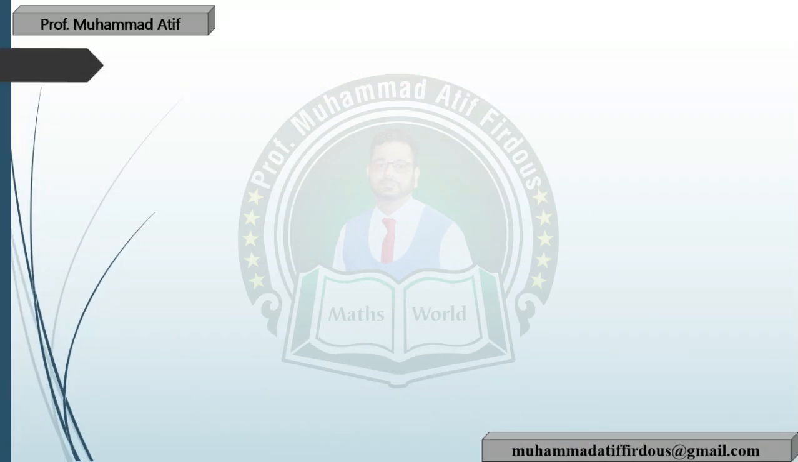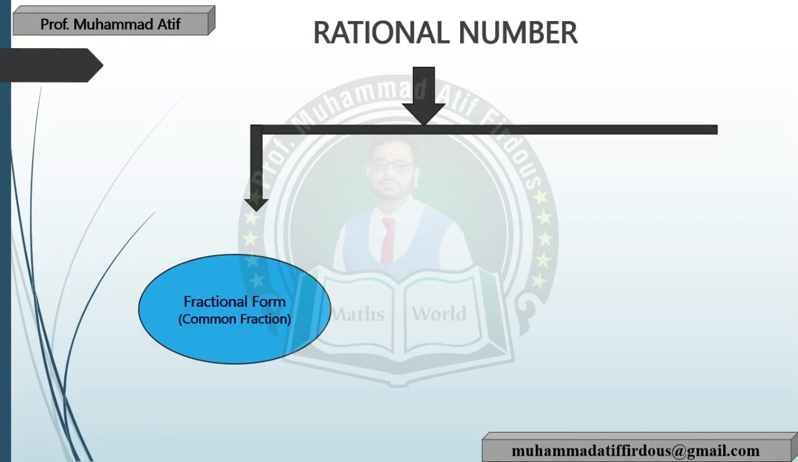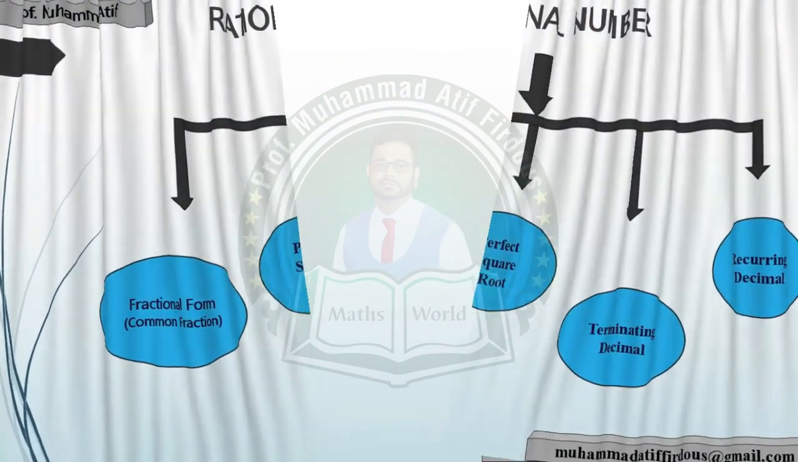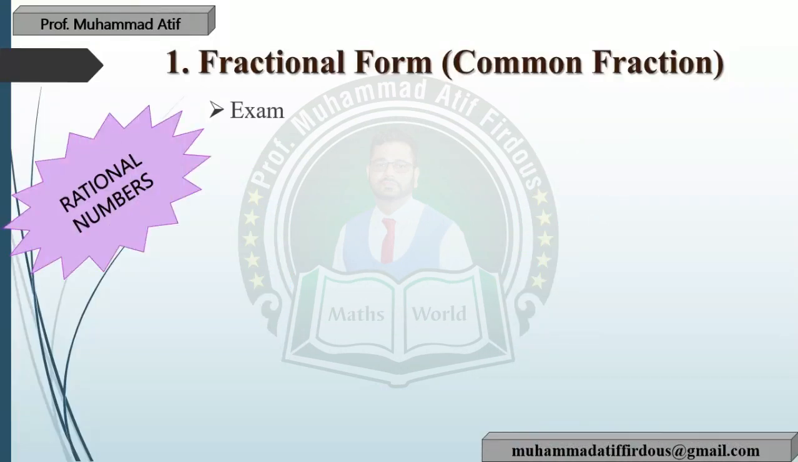Now, rational numbers can be subdivided into four different parts. The first one is fractional form. The second type is perfect square root. The third type is terminating decimal. And the fourth and last type is recurring decimal. Now, first we talk about what is fractional form. Number one is fractional form or common fraction.